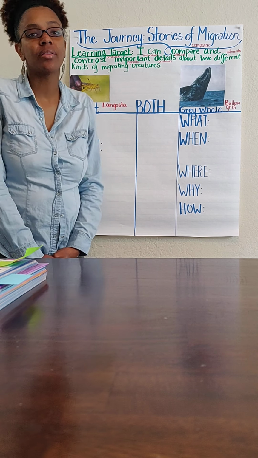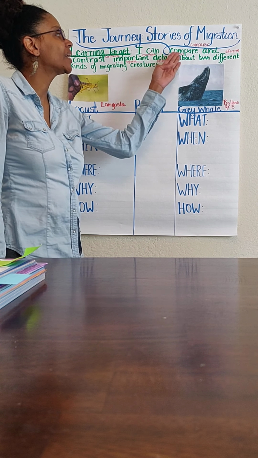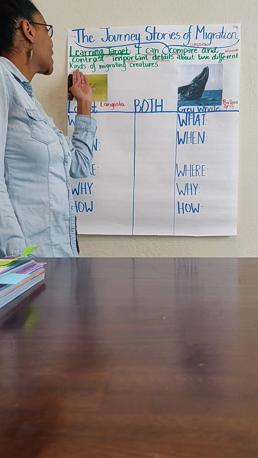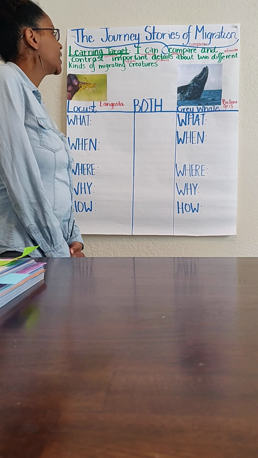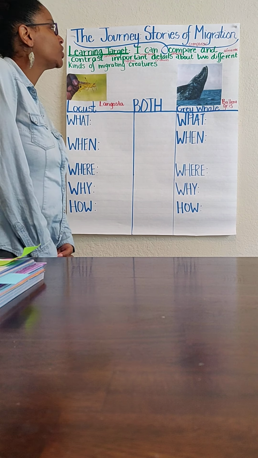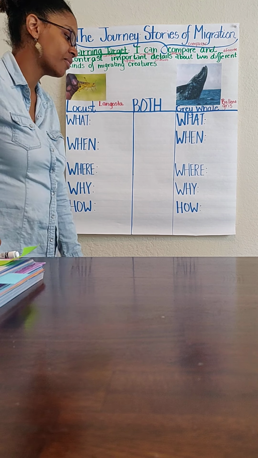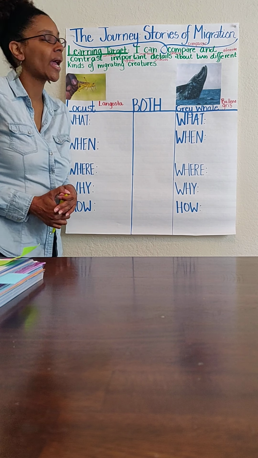Okay, so let's talk about the learning target. The learning target is, I can compare and contrast important details about two different kinds of migrating creatures. Okay, so you've already read The Journey, Stories of Migration, which comes from your Journeys book. Now let's go back to the learning target. I want to point out a few words. So let's look at the target vocabulary.